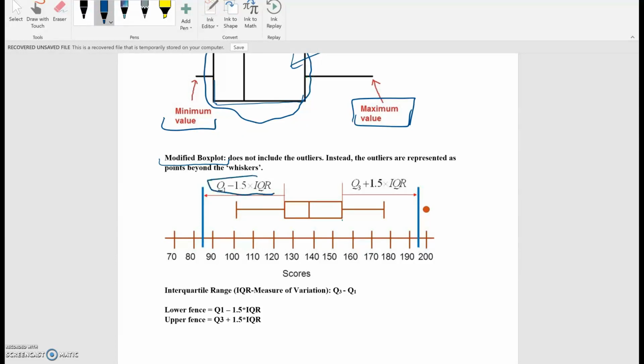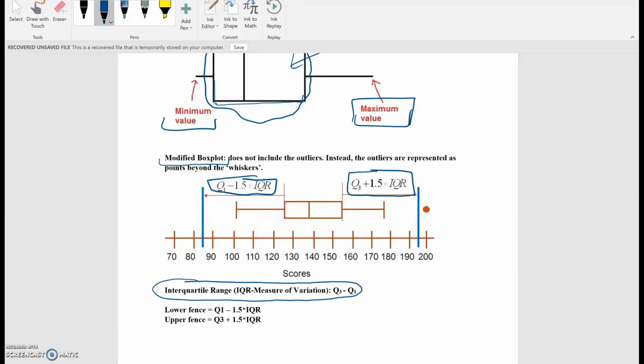We take Q1, the first quartile, and subtract 1.5 times the IQR. Then you also take the third quartile and add 1.5 times the IQR. The IQR is the interquartile range. It's a measure of variation. It's just the difference between Q3 and Q1. So how far is the third quartile from the first quartile? If a data point is more than 1.5 IQRs beyond the third quartile or the first quartile, then we will call that an outlier.